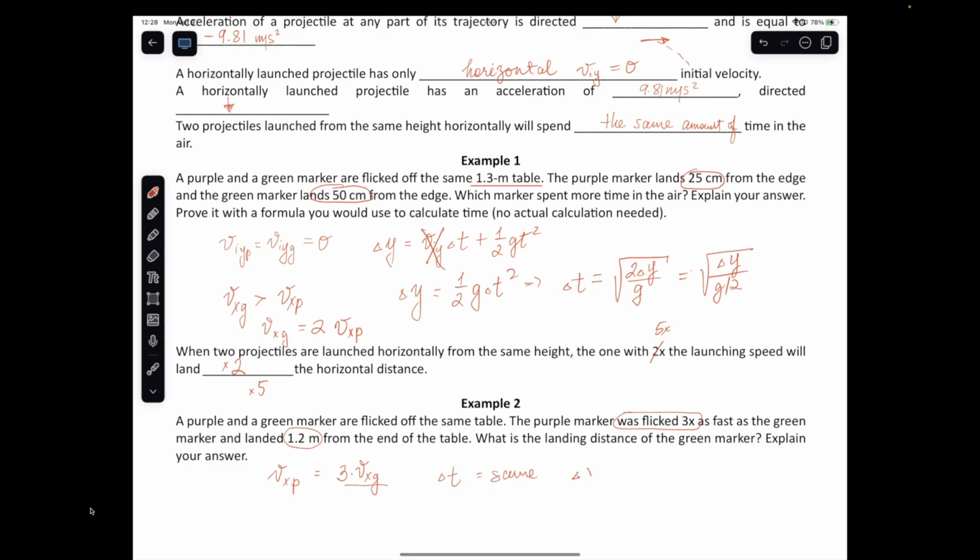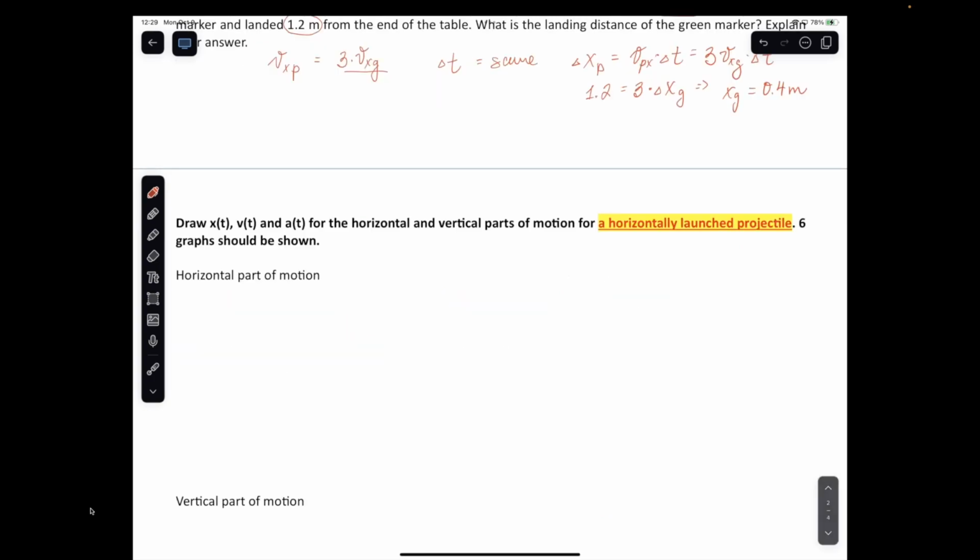Therefore, change in x of purple is going to be V purple x times change in t, which is 3 times Vx of green times change in t. So therefore, if my x of purple is 1.2, then the green would be 1/3 of that. This would be 3 times change in x of green. So therefore, x of green is going to be only 0.4 meters.